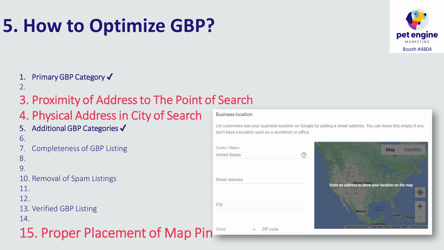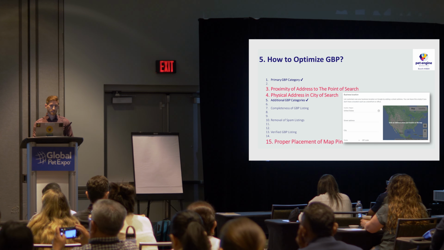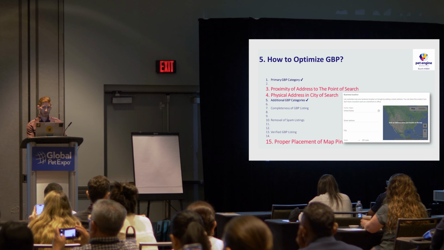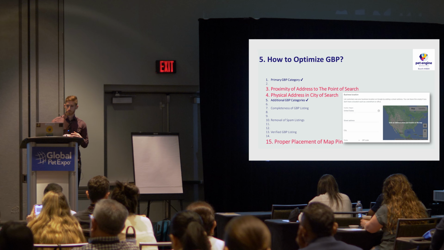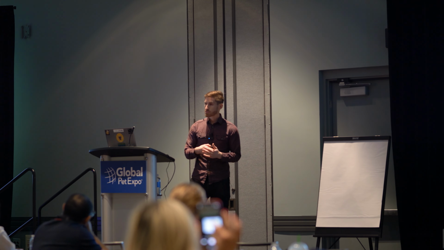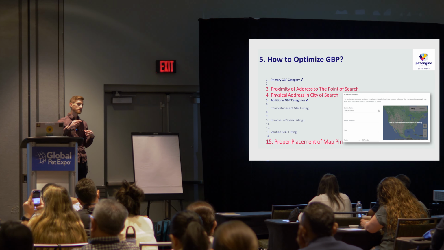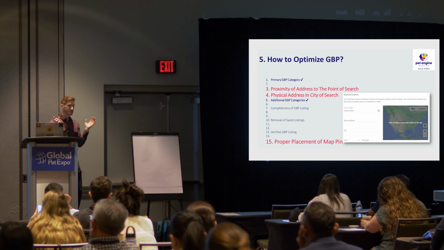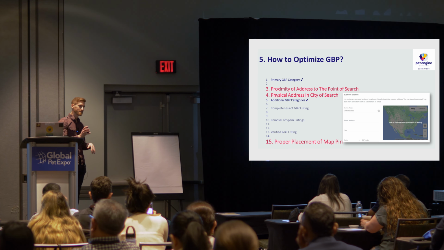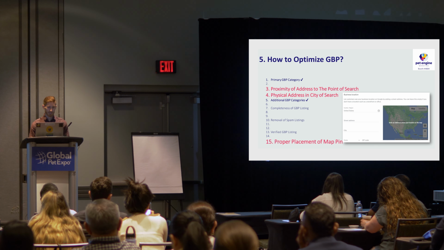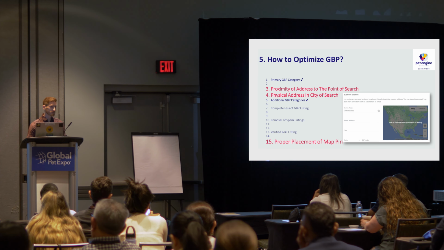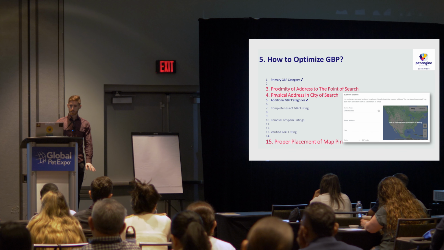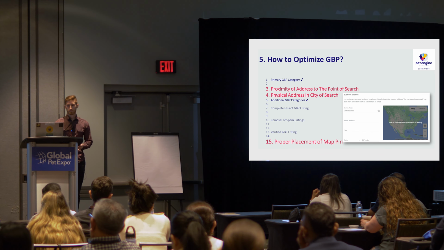Okay, 2 down, 13 to go. So proximity of address to the point of search, physical address in the city of search, and then proper placement of the map pin. So your physical address and the proximity of the address to the point of search. Essentially, this is how close the person searching is to your business. Chances are if you have a brick and mortar business, your business is not going anywhere physically, right? It is stuck there. It is staying in one spot. So long as you're not changing your business location frequently, you really just set this one time and then you're good to go. Put the address there and move on.